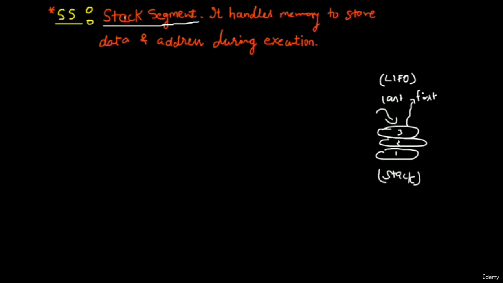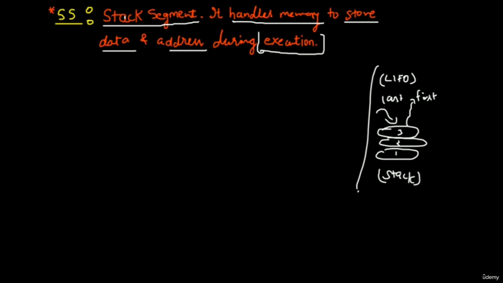Okay, this is the part of the computer science. Now let's get back to this one. It handles memory to store data and address during execution. I'm again pointing to the execution thing because ultimately everything is going to happen for the execution of the data.